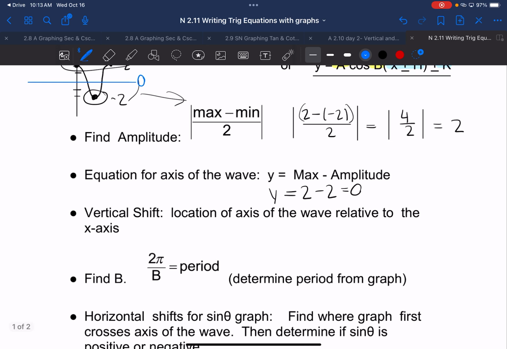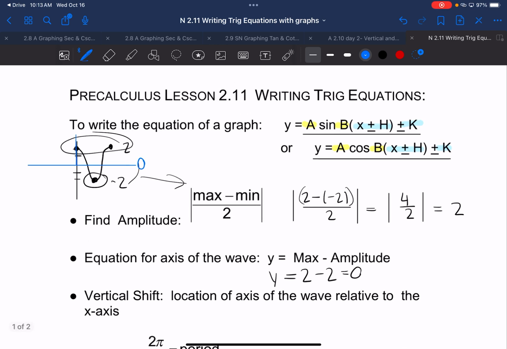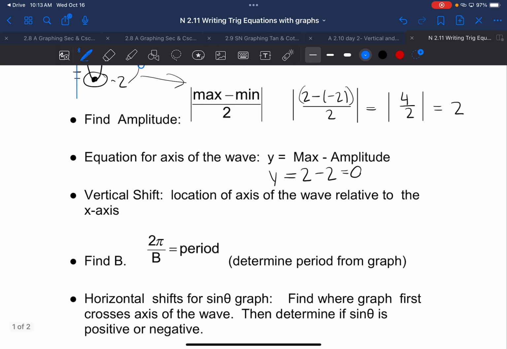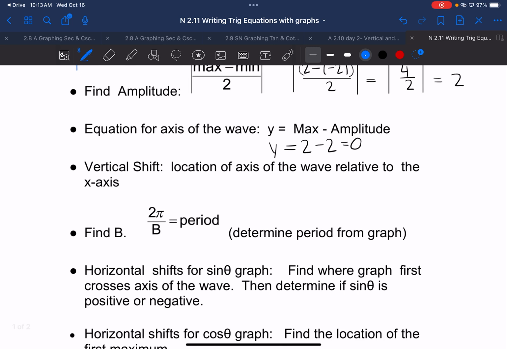Okay? Then we have our vertical shift. So vertical shift is the location of the axis of the wave relative to the x-axis. Okay? Also, not going to change, right? Both of these are on 0 because I didn't transfer my graph anywhere else. Okay, then it says to find b, which we've already kind of been doing, is take 2 pi and divide it by b to get your period. Or if you are looking for b, we could just manipulate this equation. So if I wanted to get b out of the bottom of this fraction, what would I do?